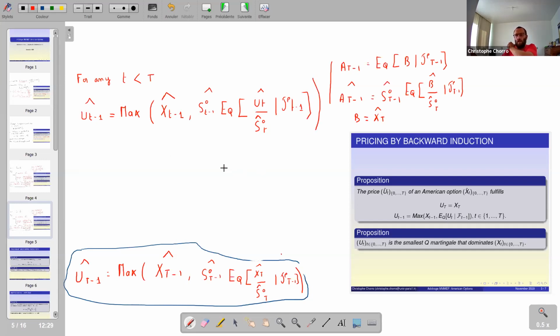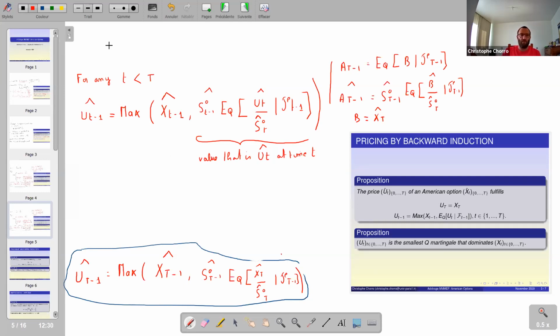I repeat that the way to obtain this is just to say that at time small t minus 1, if you exercise, you obtain this. If you don't, you will have a product, okay? This one has a value U_t at time t, in fact. Okay, this is the value at time t-1 of something that is equal to the price of the option at time t. Okay, so I have this one.